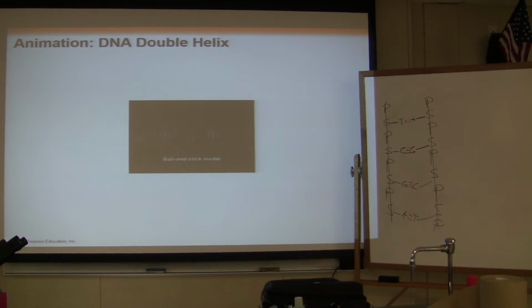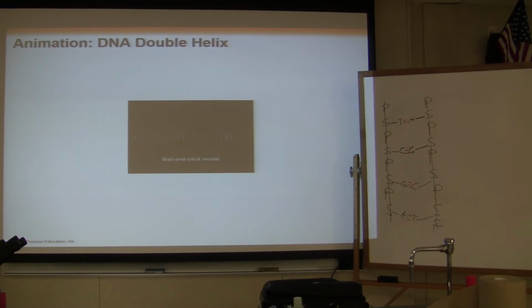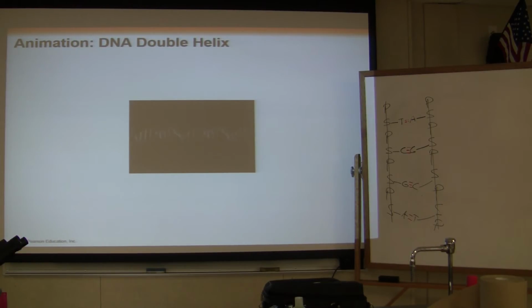The double helix can also be represented by a ball and stick model. The simplicity of ball and stick models is often used, with ribbons for the sugar phosphate backbones.